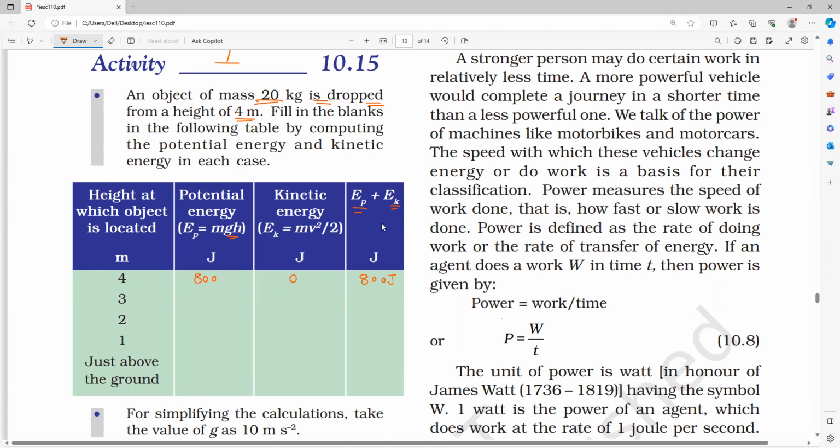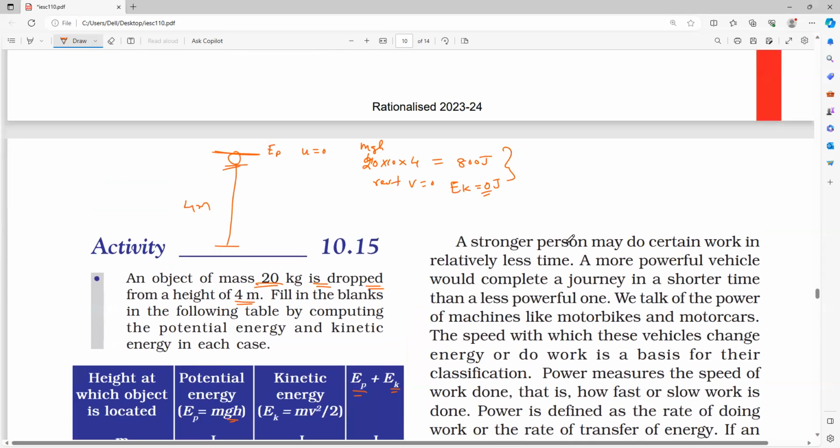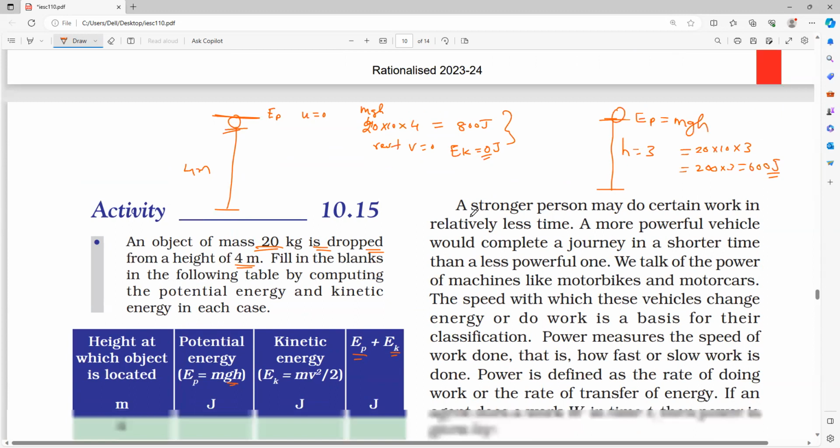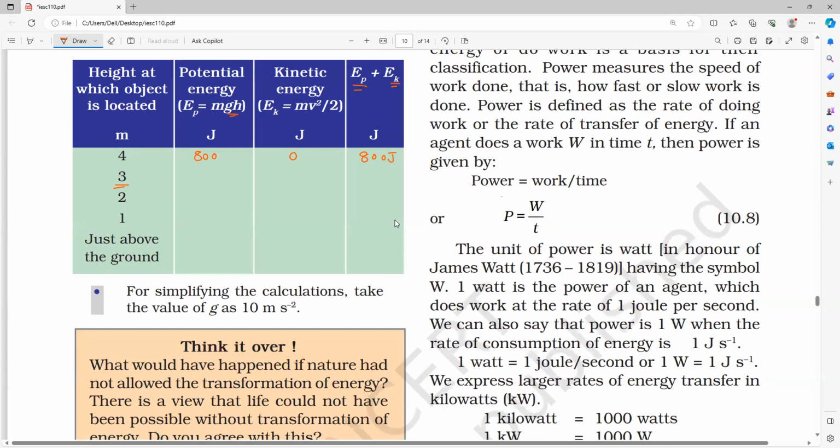Next, at a height of 3 meters, it is traveling. So observe: h is equal to 3. At this point it will be having what energy? Potential energy. So mgh I will calculate. Mass is 20, g value is 10, h is equal to 3, which is 200 into 3. At 3 meters, how many joules? 600 joules of potential energy.